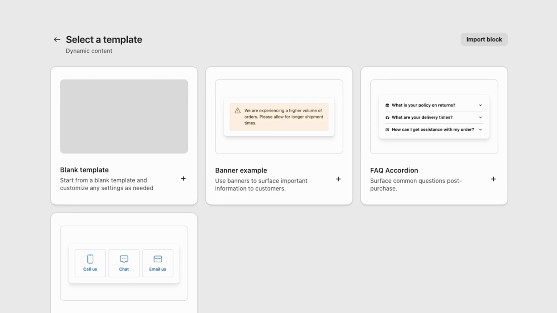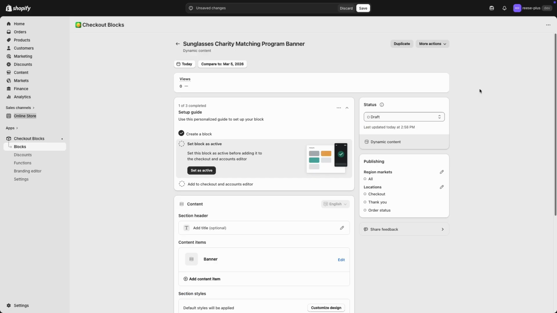And then here you can select a template to get yourself started with creating your block. And in my case, I want to do an announcement for our Eyes in Need program for our sample tester store. And so I'm going to go ahead and select the banner as my template to get started with creating that block.